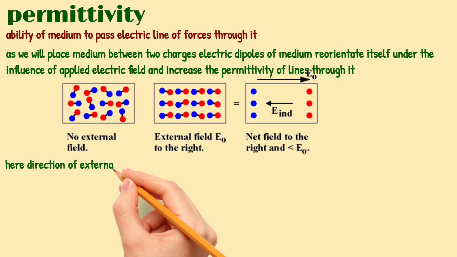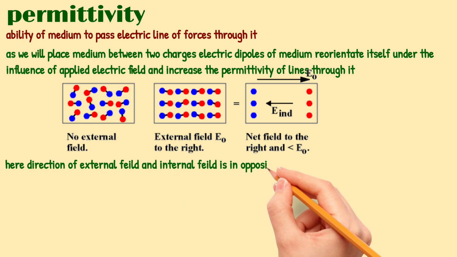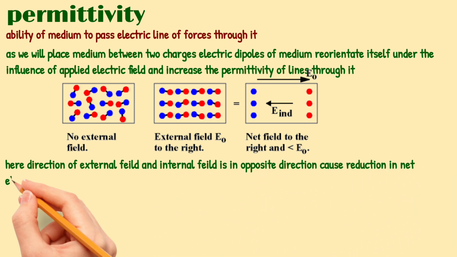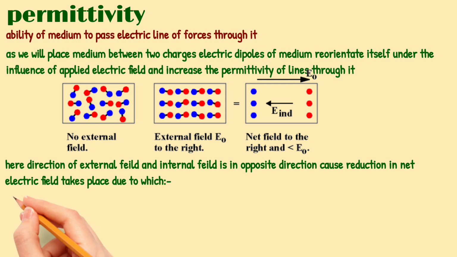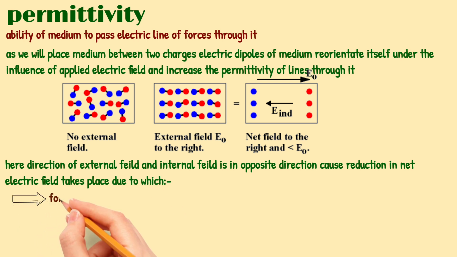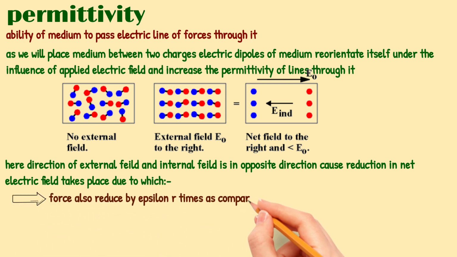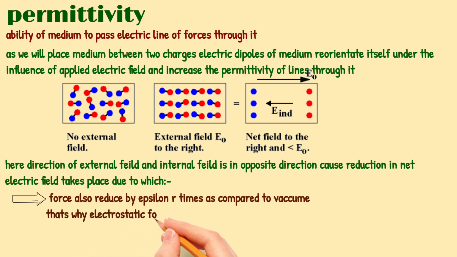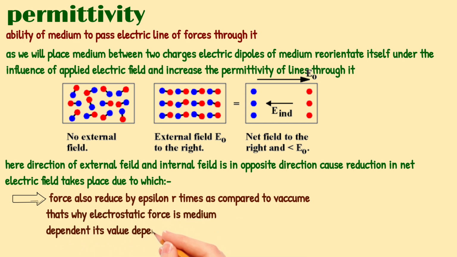Here, the directions of the external and internal electric fields are totally opposite to each other. Thus, a reduction in the net electric field takes place, due to which the force is also reduced by epsilon r times as compared to the vacuum. That's why electrostatic force is medium dependent and its value totally depends upon the type of medium.